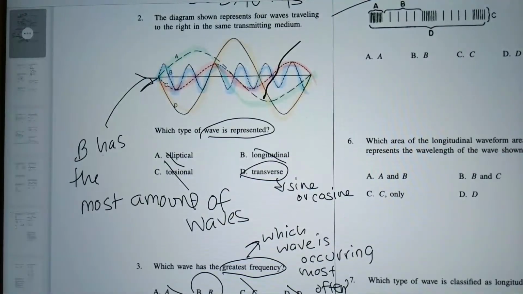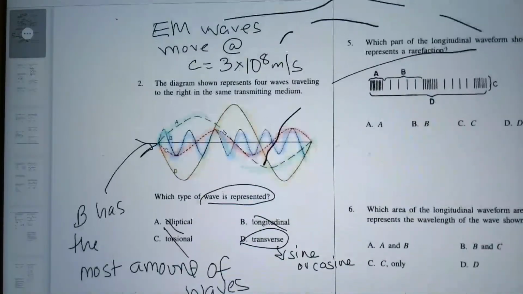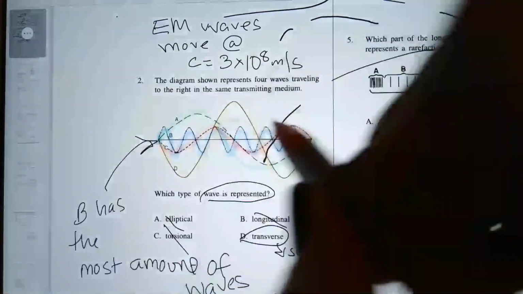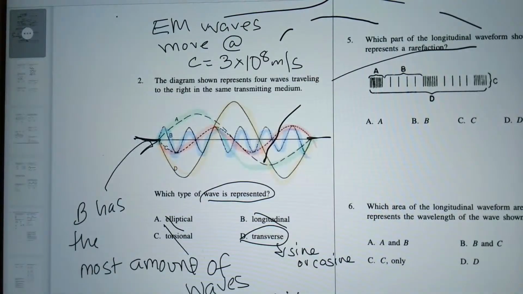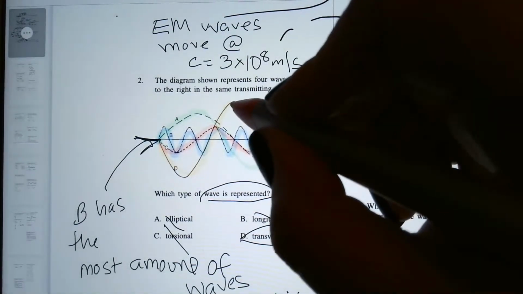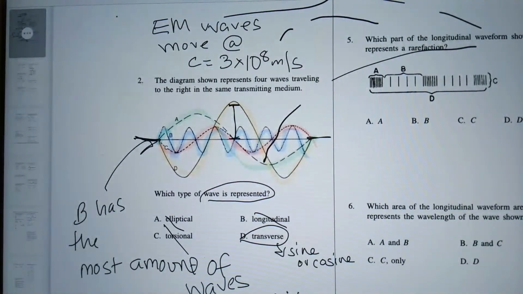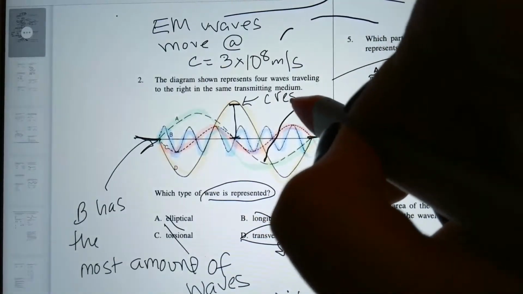If we go back to number 4, which one of these waves has the greatest amplitude? So obviously amplitude is going to be this space from right here, what we call the equilibrium position, or the rest point of where the wave would be if it wasn't moving. So the amplitude will look like the distance between that position and either a crest or a trough.